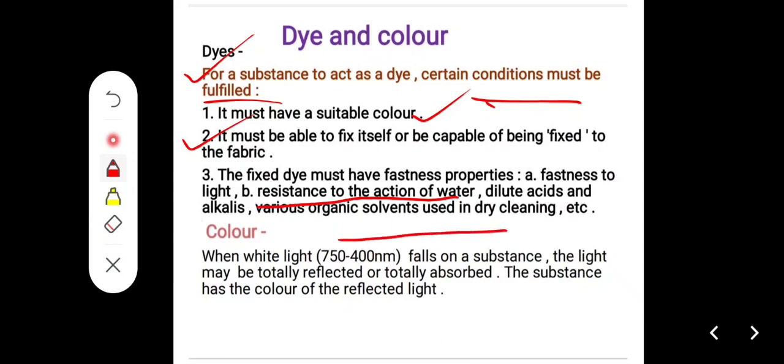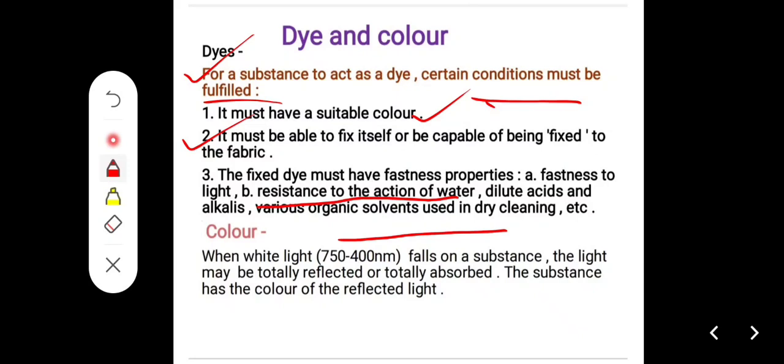Which do not influence... or we can say that a dye should be inert to water, dilute acid, alkali, and various organic solvents, which must be used in dry cleaning.